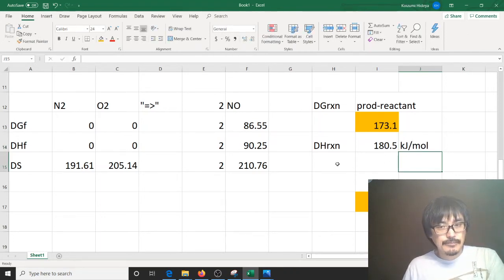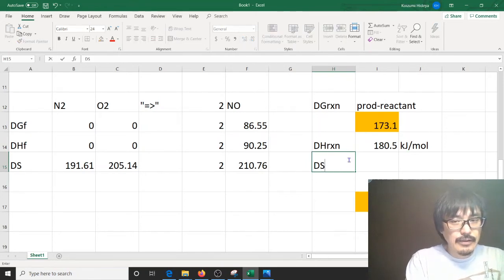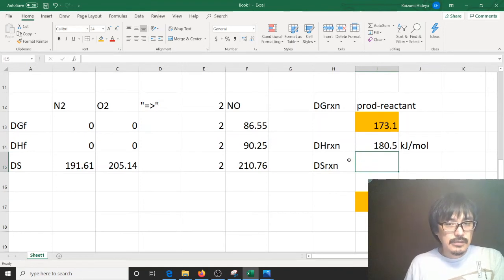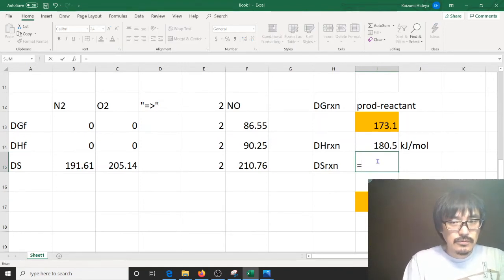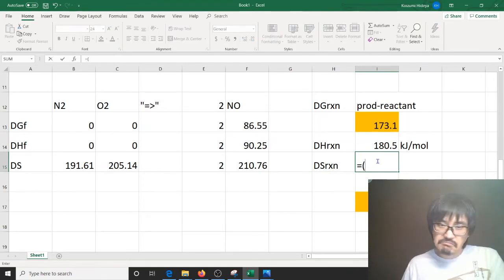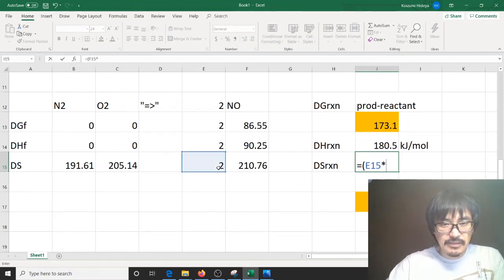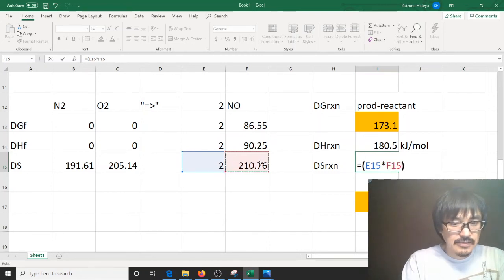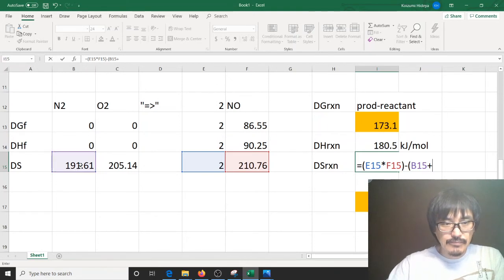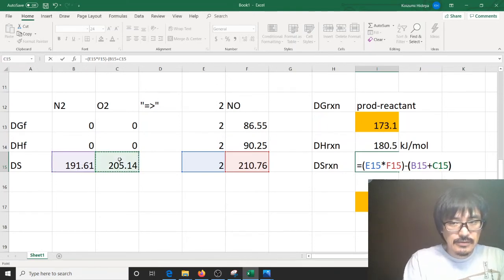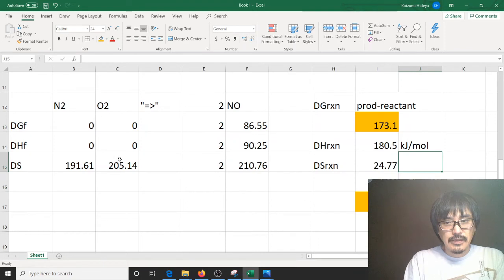Okay, and then the delta S of reaction is actually equal to the same thing: the product, of which I have two, minus that plus this. And that one right there is actually joule per Kelvin per mole.